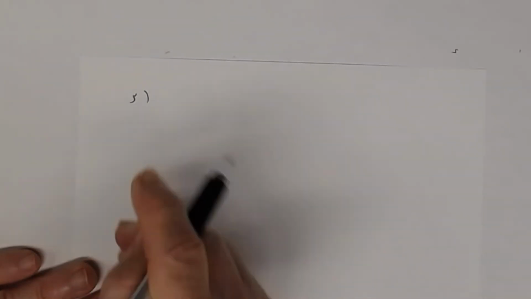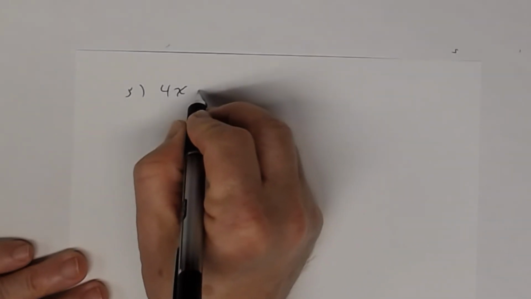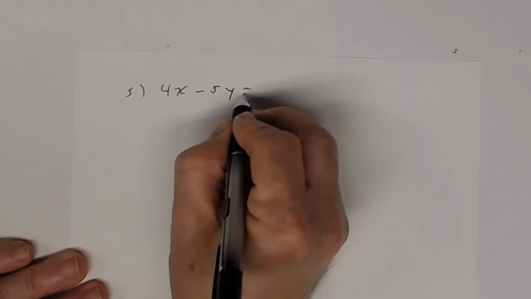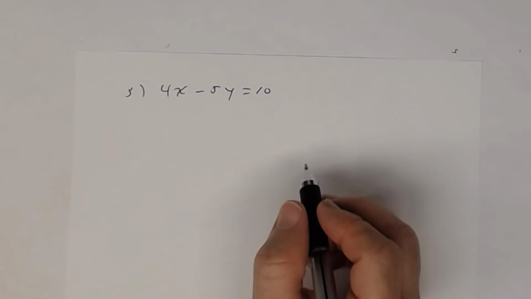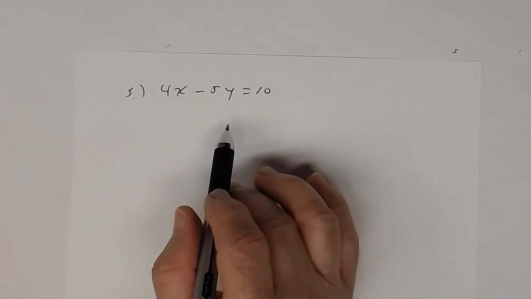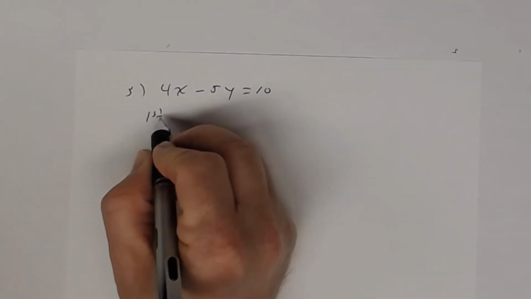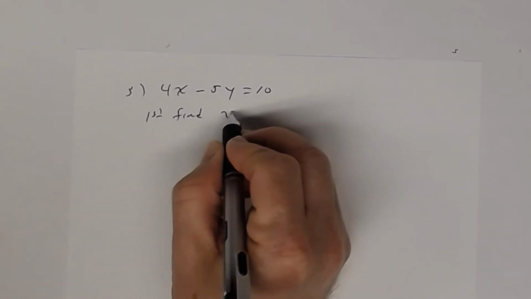Let's look at one or two more. Let's look at number 5. All right, so here's number 5. Number 5, let's suppose we had this. We had 4x minus 5y equal 10. So 4x minus 5y equal 10. So I'm going to graph this line using intercepts. So let's first of all find the x-intercept.